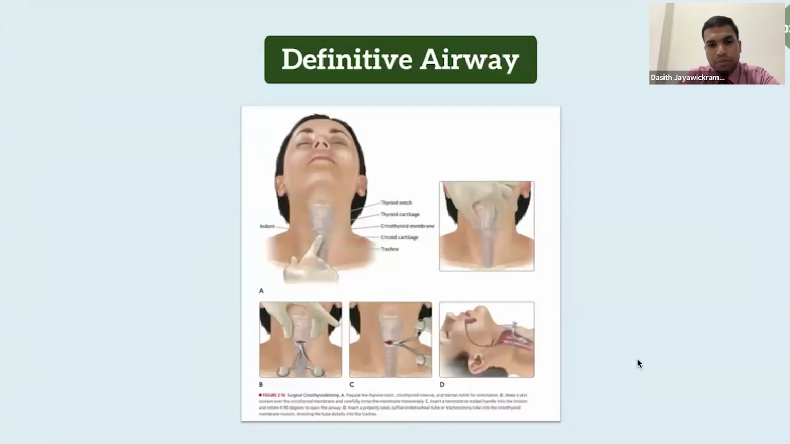So this is how you perform a surgical cricothyroidotomy, which you don't need to know at all. I just put the photo here for the completeness of the lecture.